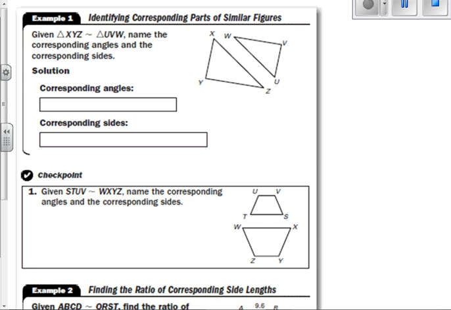All right, move on. Example 1, identifying corresponding parts of similar figures. This one should be pretty easy. We'll just breeze through this real quick. Here's our key, our legend, if you will, our decoder. So we know that X and U go together, so angle X and angle U go together.